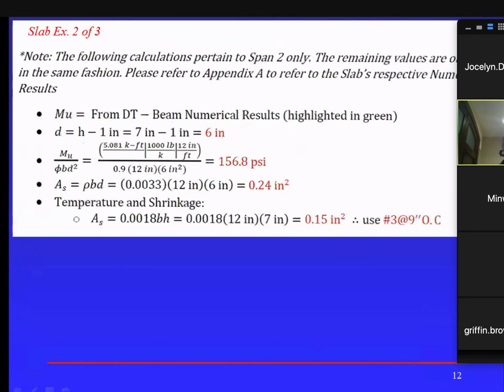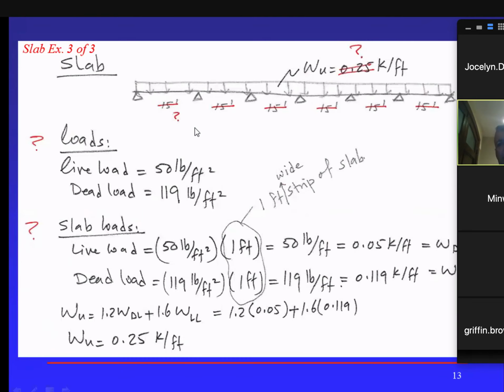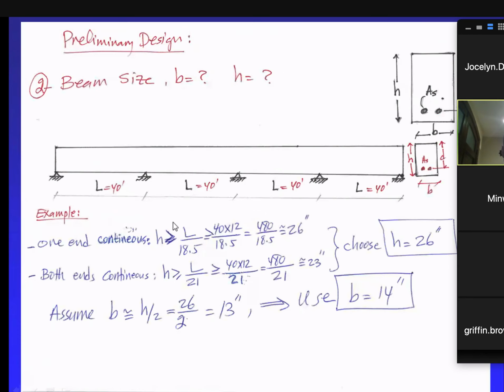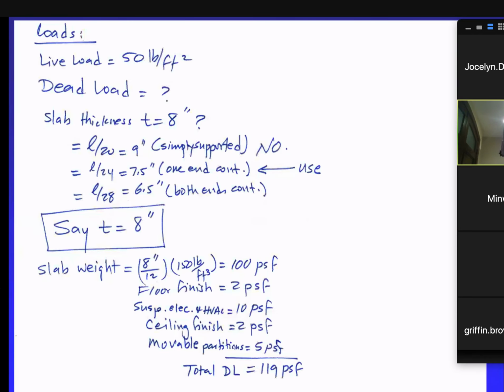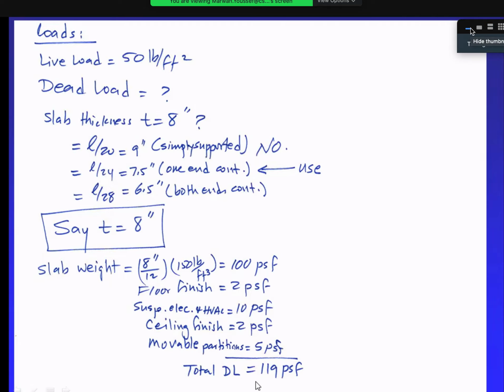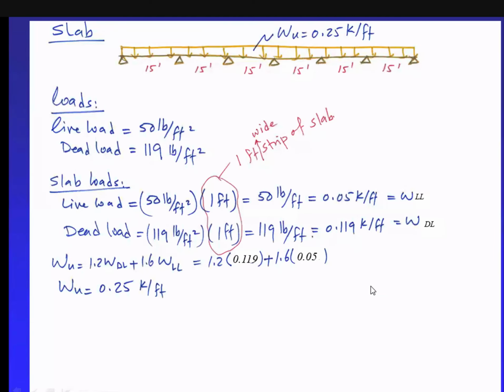we went ahead and calculated the loads on it. That's not the right one, but it's the same one anyway. I'll show you. We calculated the loads. We ended up with a T equal 8, the thickness from the table, and then we ended up with the total dead load of 119. Okay, so we did all that. We talked about it many times, and then this was our slab where live load is 50, the dead load 119, and we calculated the load, so we ended up with W 0.25.